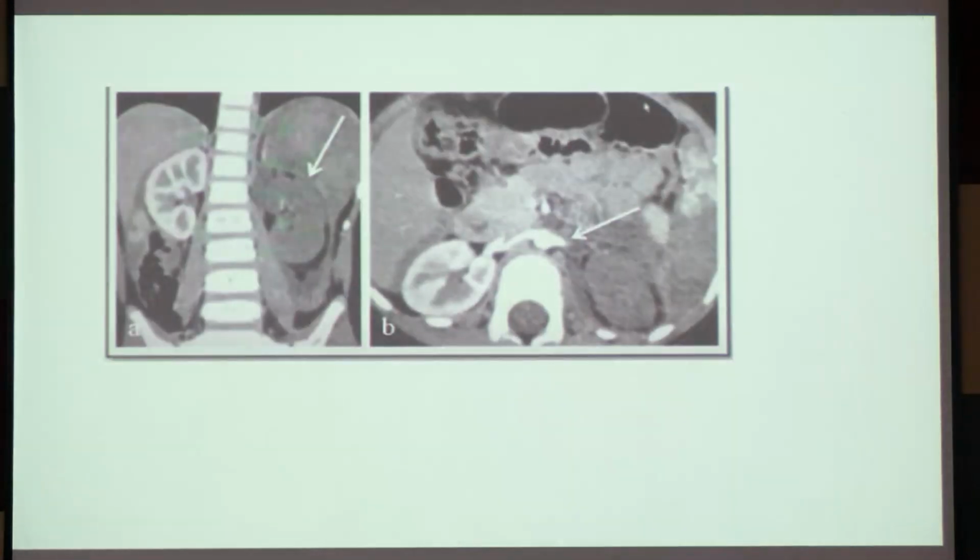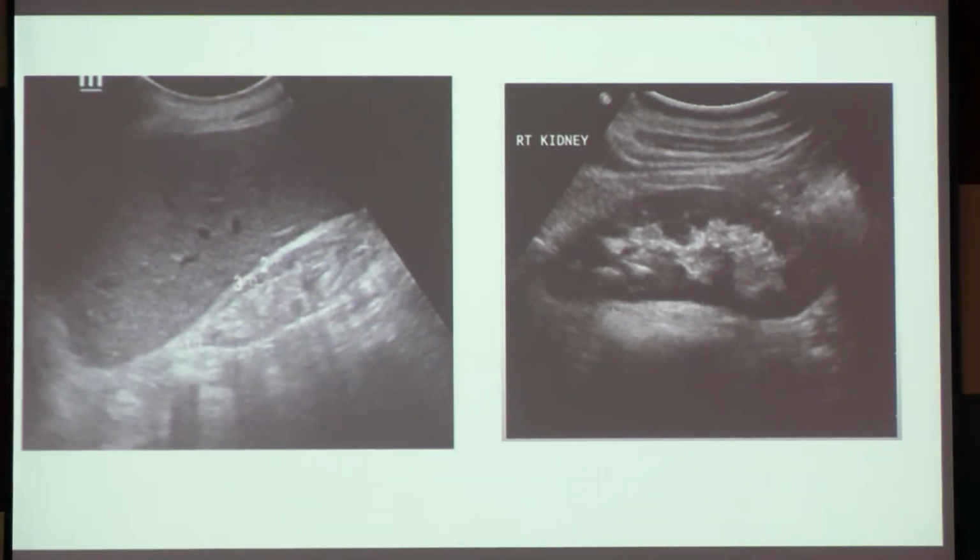Okay, so this is basically a normal USG. So how does a normal USG of a kidney look? Can anybody tell me? Can anybody explain this slide?